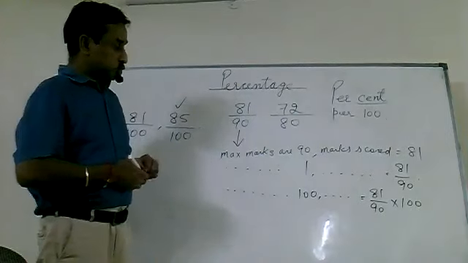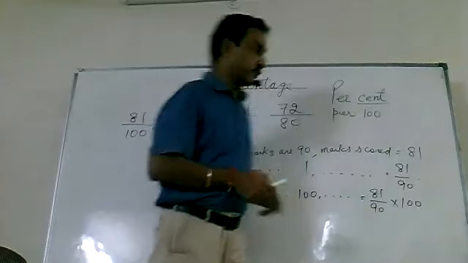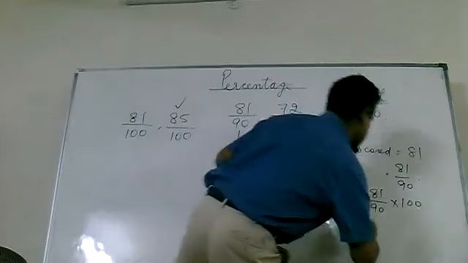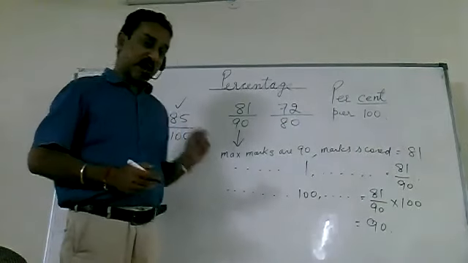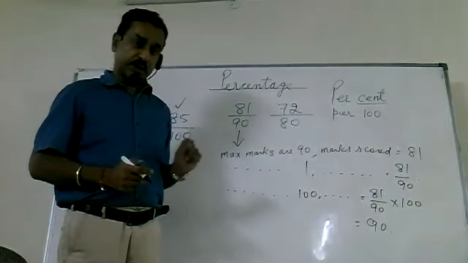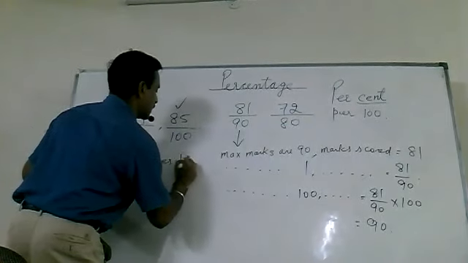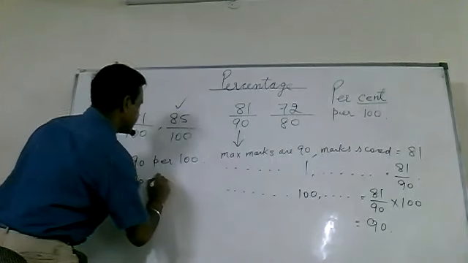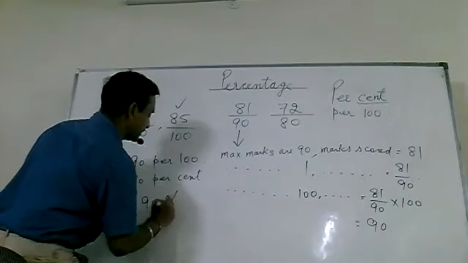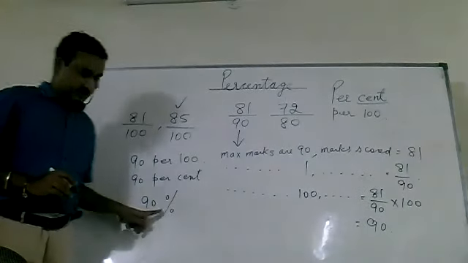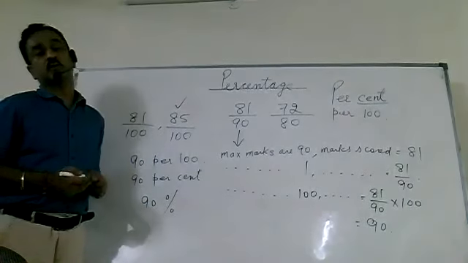Right? So if the maximum marks were 100, this student would have got, you can find out, 90. Now, since these 90 marks are out of 100, this is 90 per 100 or 90%. So we write this as 90%. This symbol is for percentage. 90% means 90 out of 100.